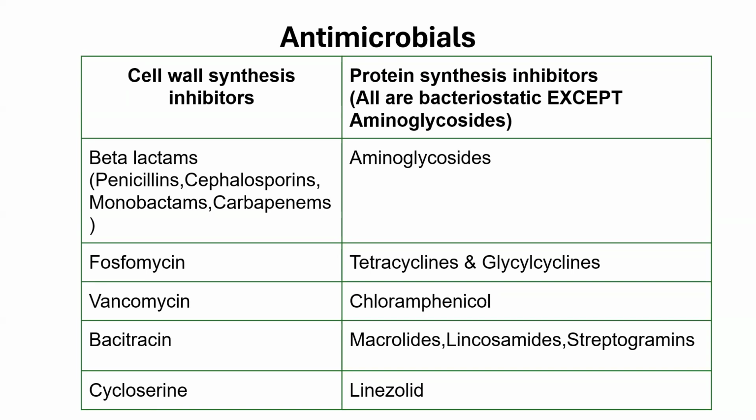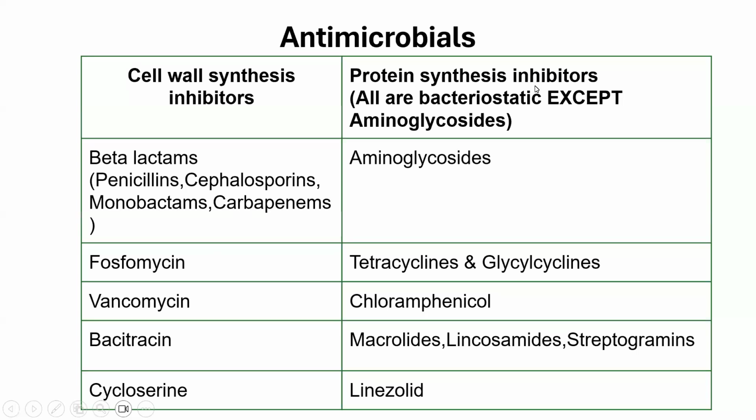So beta lactams are mainly penicillin, cephalosporin, monobactam, and carbapenems. Beta lactamase inhibitors are different, that we will discuss later. So these 4 act by inhibiting cell wall synthesis. And fosfomycin, vancomycin, bacitracin, cycloserine, all these are cell wall synthesis inhibitors. And each acts by inhibiting a specific enzyme or specific step in the cell wall synthesis. Even if you don't know the specific step, at least write, if any of these drugs is asked, that it acts by cell wall synthesis inhibition.